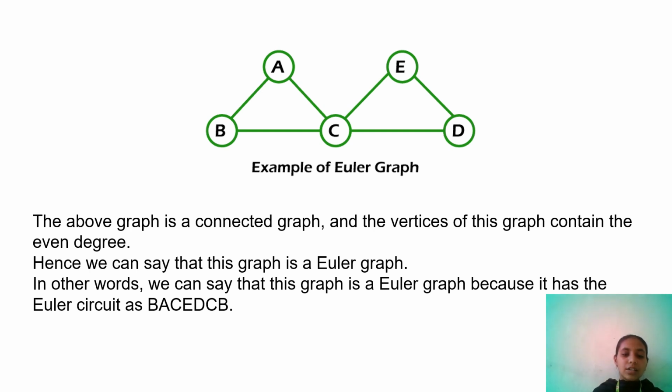In other words, we can say that the graph is an Euler graph because it has an Euler circuit B, A, C, E, D, C, B. Here we have a circuit A, B, A, C, E, D, C, B. We can start from B and we come back to B.